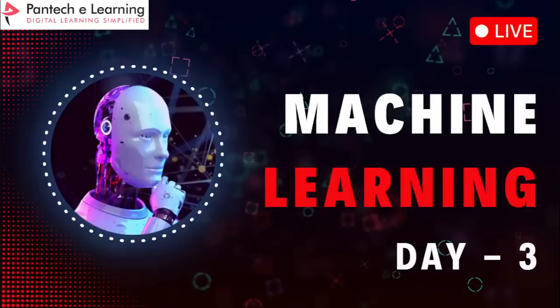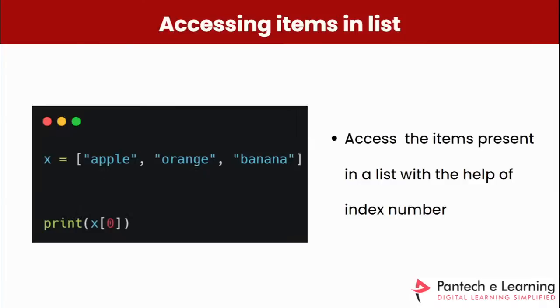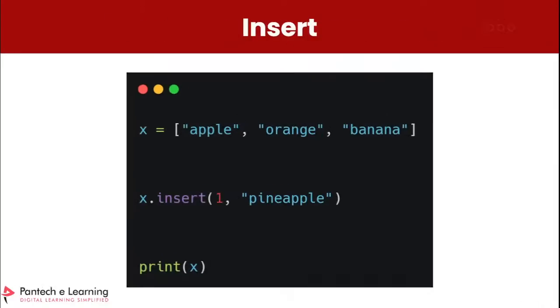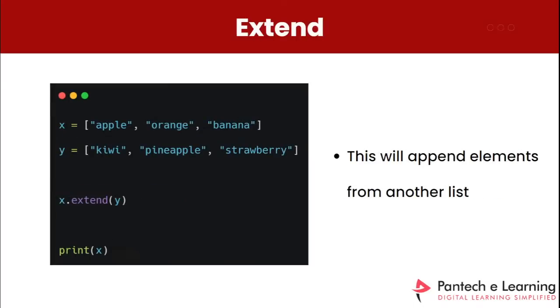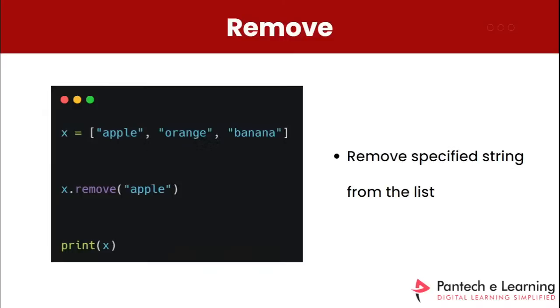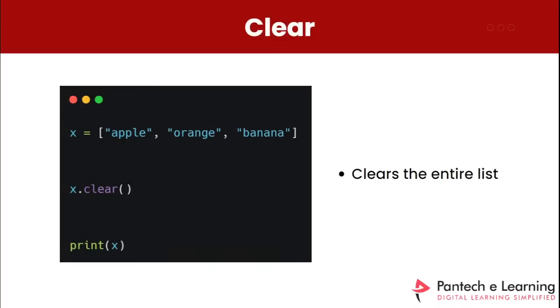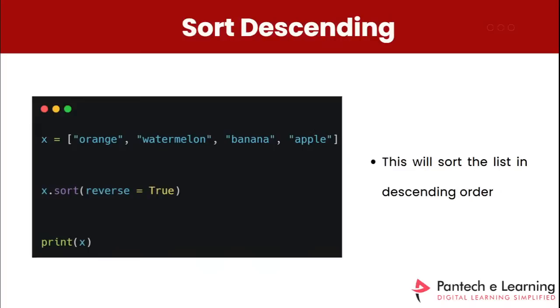So what all we have seen in a list? Inside square brackets, it can store any data type. It is mutable, which means after you create it, you can modify it. We accessed items using index number, sliced it, changed an element, inserted a new element, appended at the end, and extended a list by combining one list with another. Using remove, we mention the name of the element and remove it, and using pop, you can remove with the help of an index number. Using clear, you can clear the entire list. Using sort, you can sort in ascending order, and using reverse equal to true, you can reverse the order.